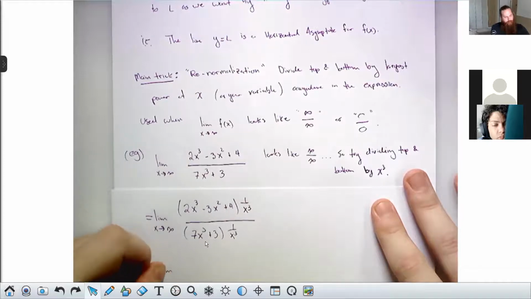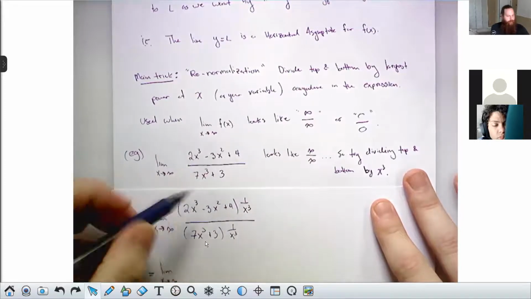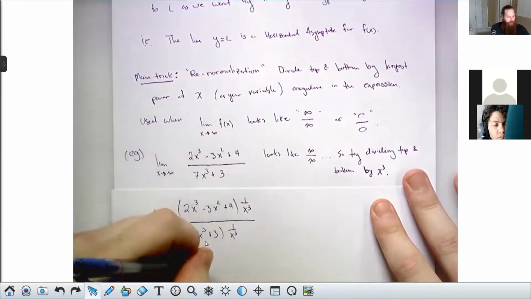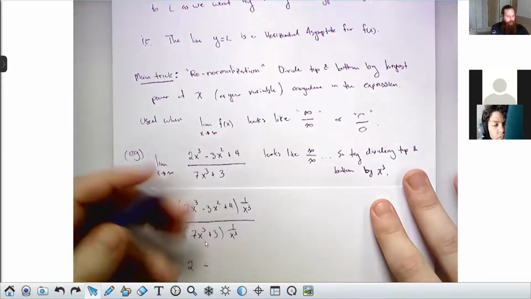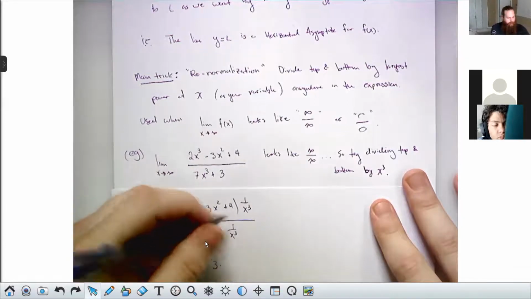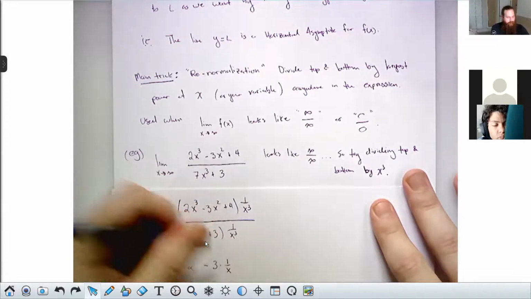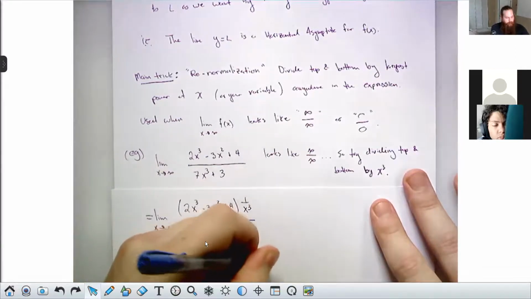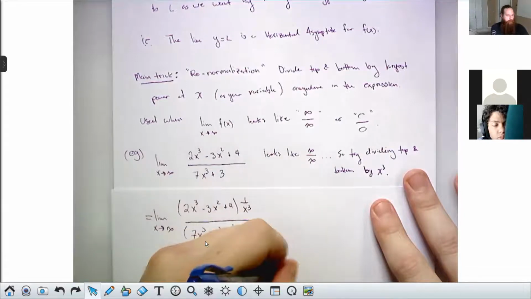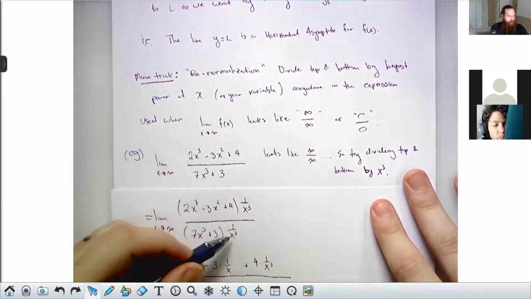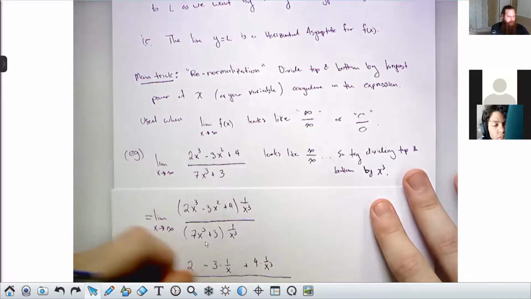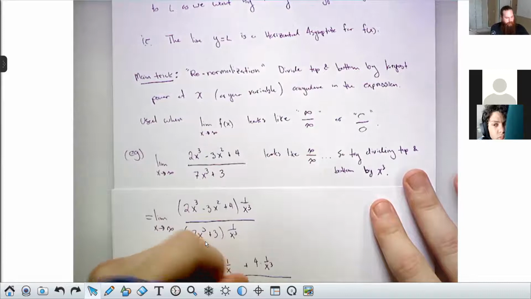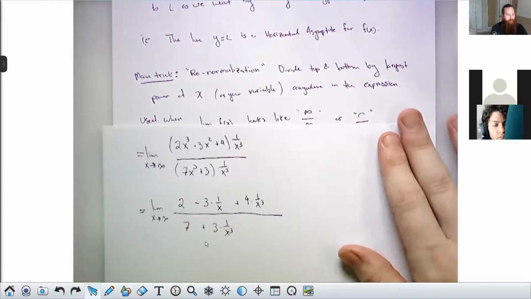You'll get the limit as x goes to infinity of x cubed times 2x cubed is just 2, minus 3x squared times 1 over x cubed is 3 times, well, x squared times 1 over x cubed is 1 over x, plus 4 times 1 over x cubed is just 4 times 1 over x cubed. And downstairs, if I distribute this, I'll get 7 plus 3 times 1 over x cubed. Excellent.